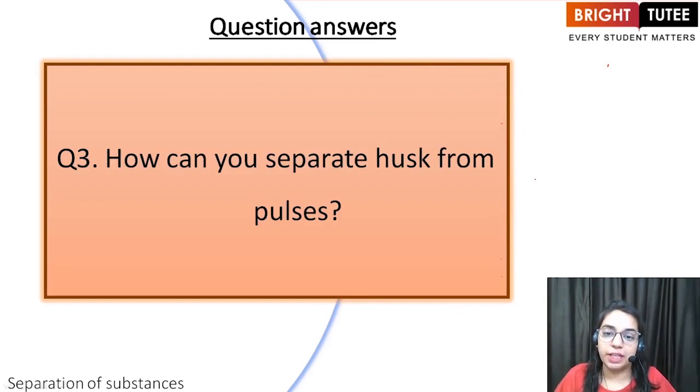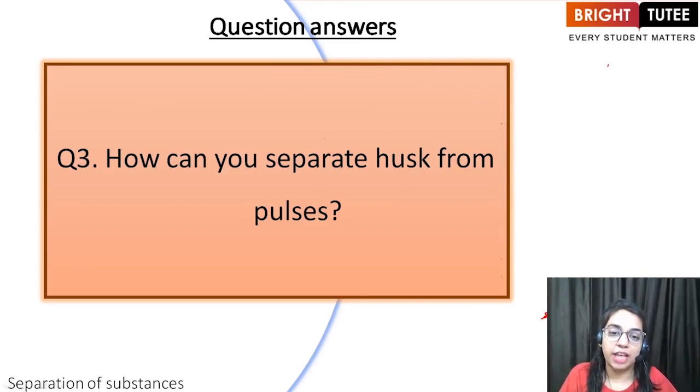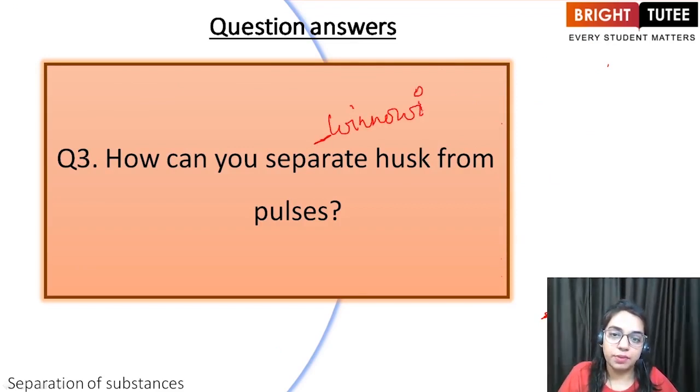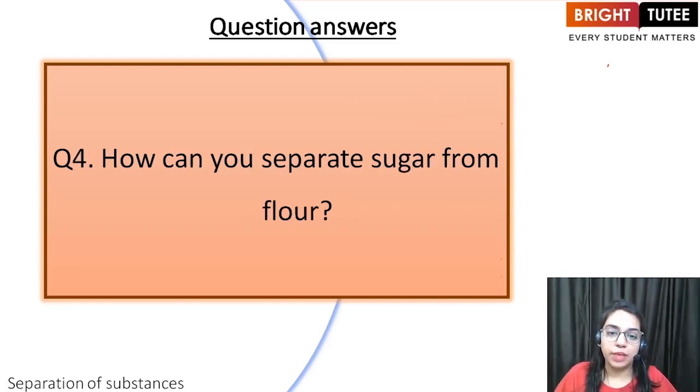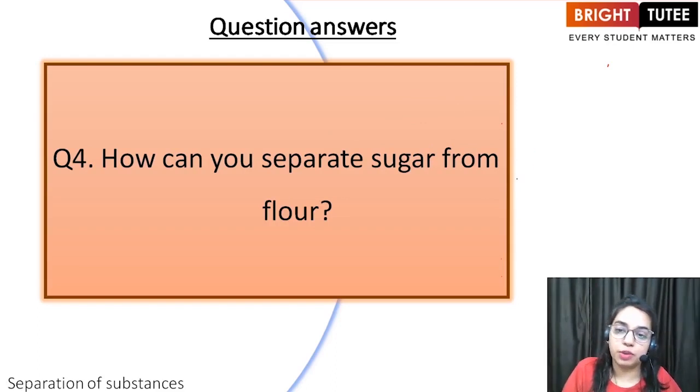How can you separate husk from pulses? We can separate husk by using the method of winnowing, right? We can do this by winnowing. Let's move to the next question. How can you separate a mixture of sugar from flour?